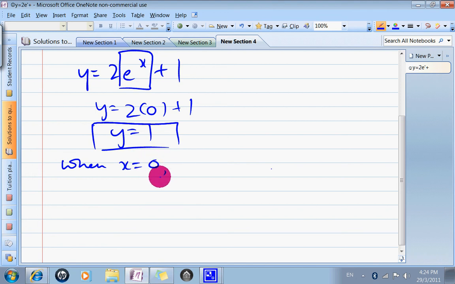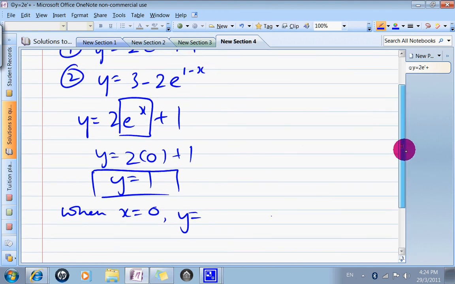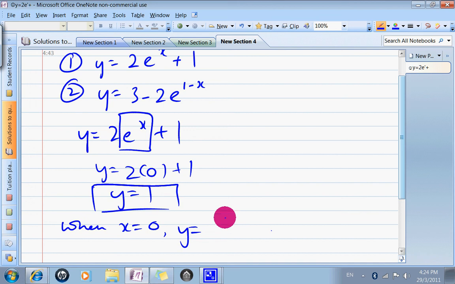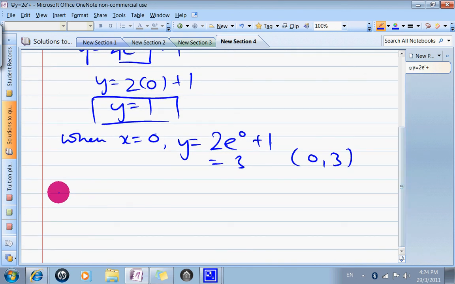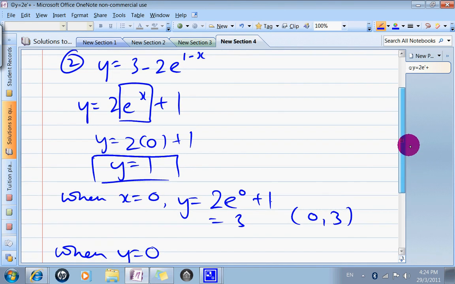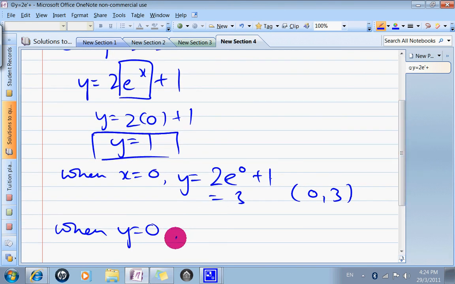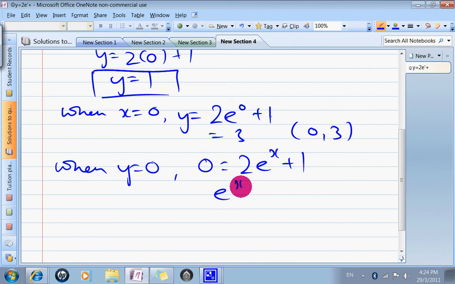Okay, so now I'm going to do when x is 0. When x is 0, y equals 2e^0 plus 1, which is equal to 3. So the coordinate is (0, 3). Next, I'm going to do when y is 0. When y is 0, 0 equals 2e^x plus 1, which cannot be solved. e^x equals negative a half.